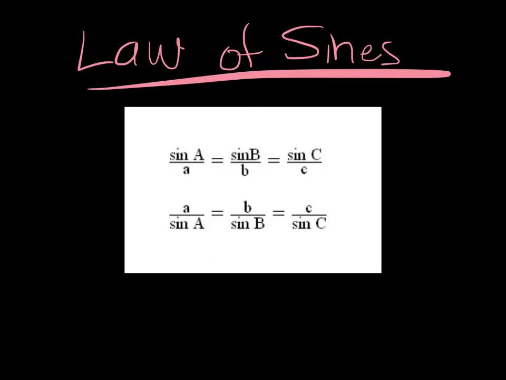And you're never going to use all three ratios at once. You're going to create a proportion, which means using two ratios. So you're going to have sine A over a equal to sine B over b, or sine B over b equal to sine C over c, or sine A over a equal to sine C over c. And if you prefer, you can use the reciprocals, and you can put the side length over the sine of each angle. It doesn't matter which you choose.